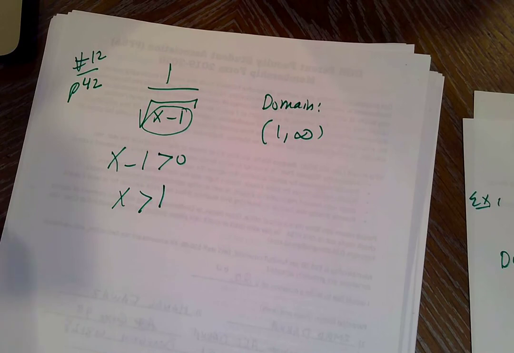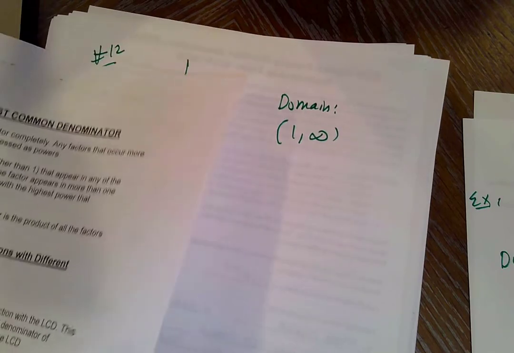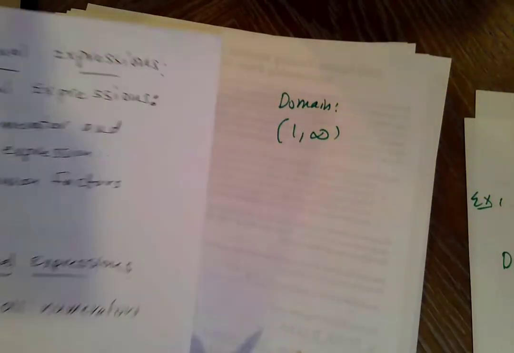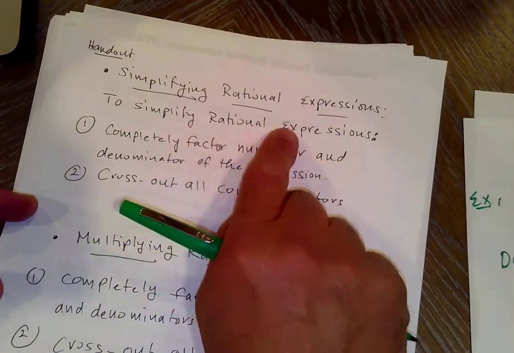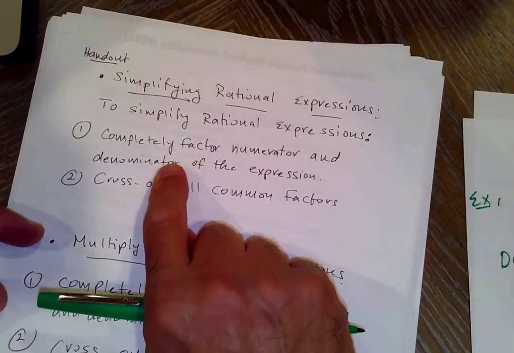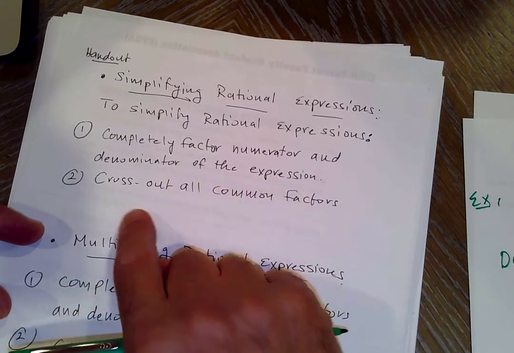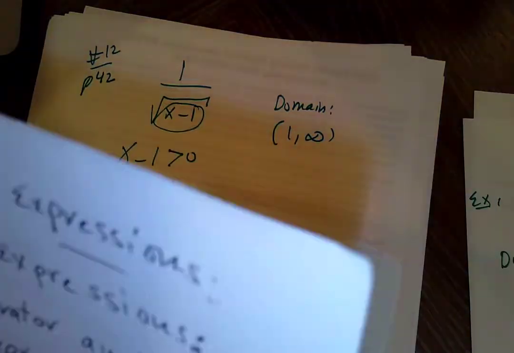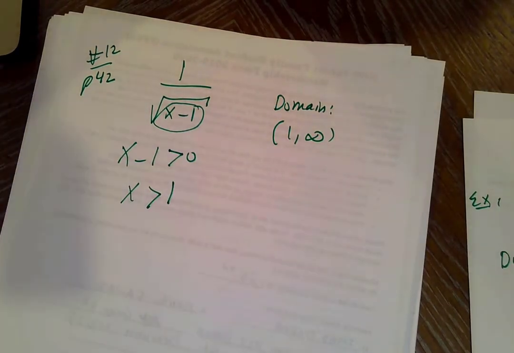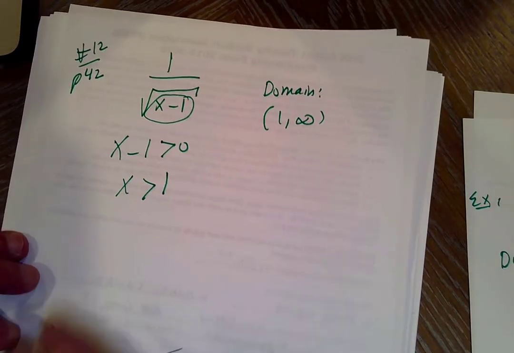Now, how do we simplify a rational expression? Again, there's a handout on D2L. Go under handout and you can see the steps. There's a lot of handouts. To simplify a rational expression, you completely factor the numerator and denominator and then cross out all common factors. I'm going to write them down, but I just want you to know that they're all in there.